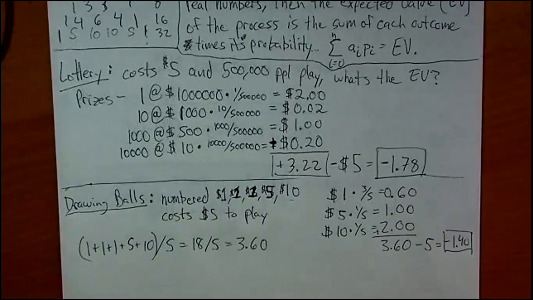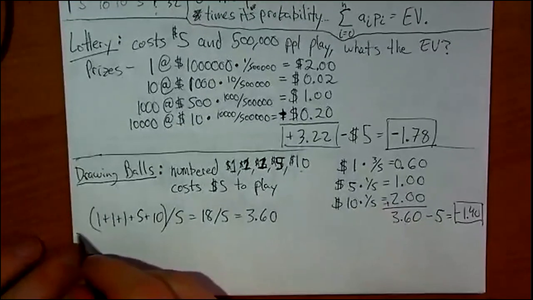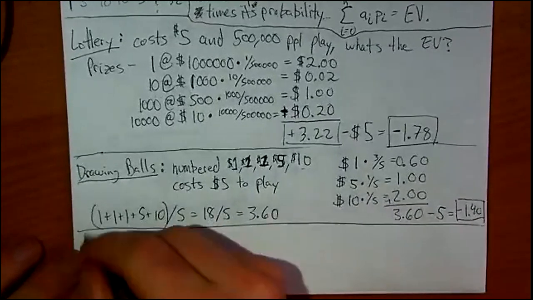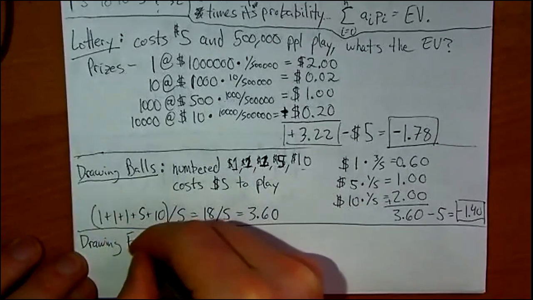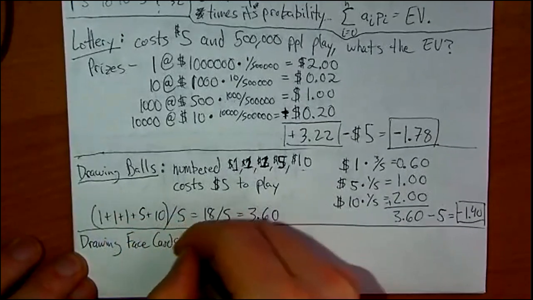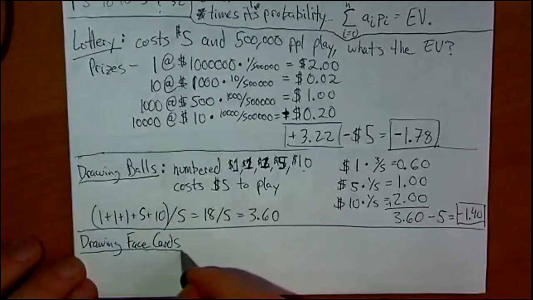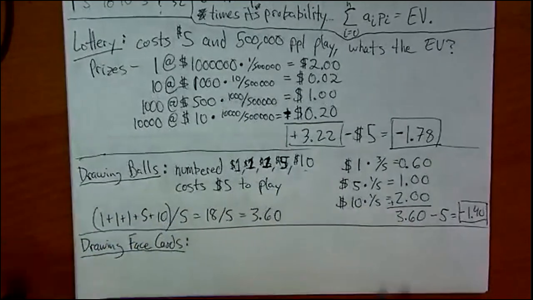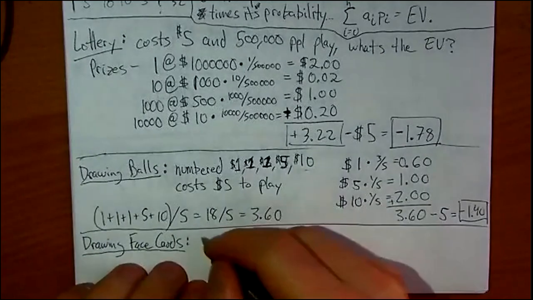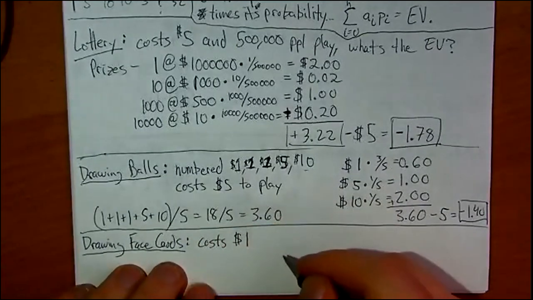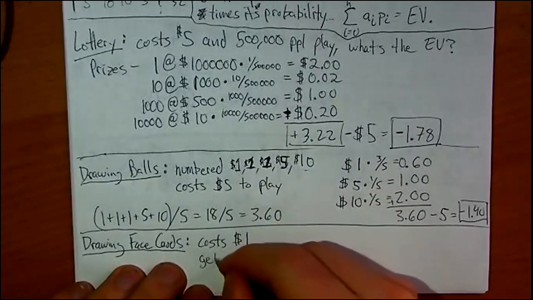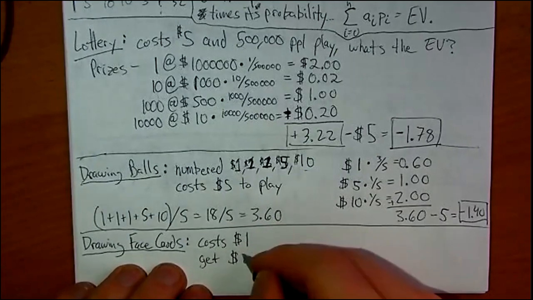Makes sense. Okay. So let's try one more game. Drawing face cards. This is always a fun game. You can play this one with your friends if you want to take their money, which is always fun, right? So you have a deck of cards, okay? And it's $1 to play. And you get $2 if you draw a face card.